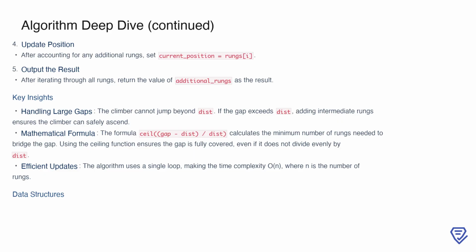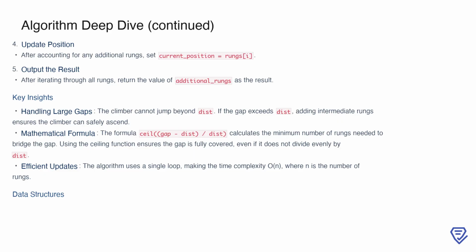Now, there are a few key insights to consider. First, the climber's inability to jump beyond their maximum reach, dist, is the core constraint that dictates when additional rungs are necessary. For gaps larger than dist, we use the formula ceil((gap - dist) / dist) to ensure the gap is fully covered, even if it doesn't divide evenly by dist. Using the ceiling function guarantees that no gap is left unbridgeable.